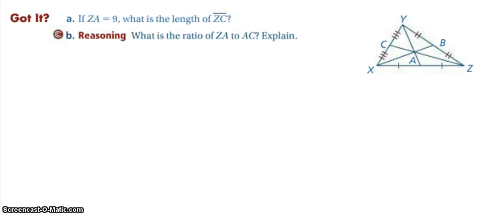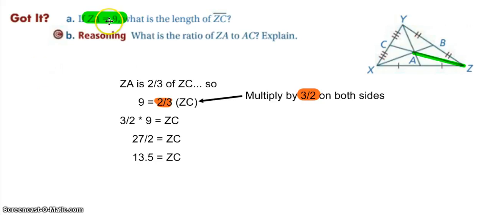Alright, so when we set up our got it, we see that ZA is 9. So ZA is this segment right here coming from the vertex to our centroid. And then we want to know the entire length of ZC. So what we know is because this is the centroid, ZA is 2/3 of ZC. So ZA is 9, and that's 2/3 of ZC.